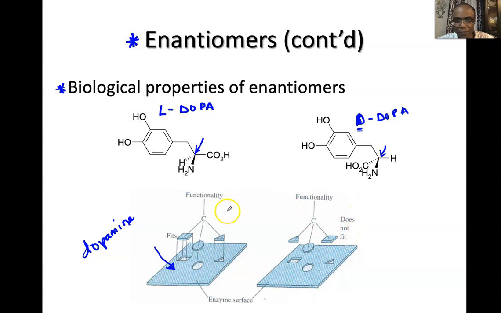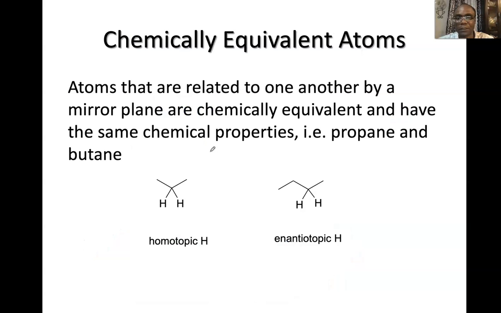So remember, enzymes are specific in nature, like the lock and key hypothesis. If you have the wrong stereochemistry of the drug, it's not going to activate some of the biological reactions in your body. So it's very important to have the right stereochemistry in a drug. That's why we're learning about enantiomers and all this stereochemistry.